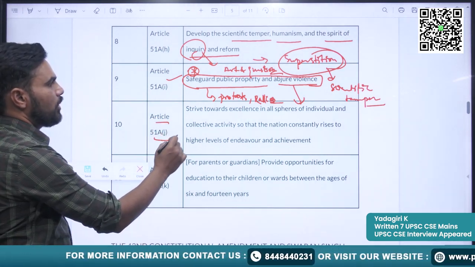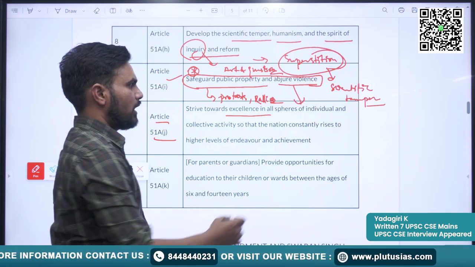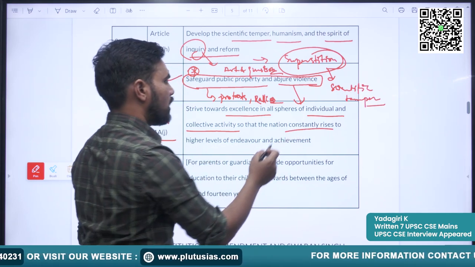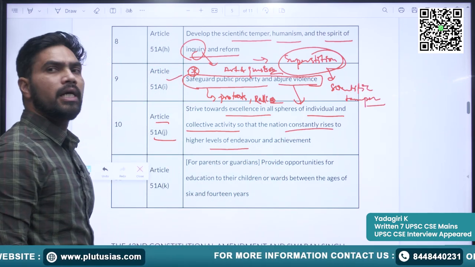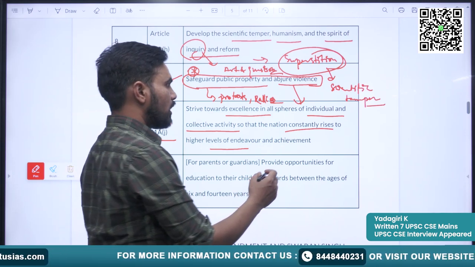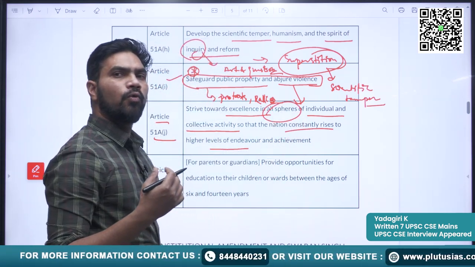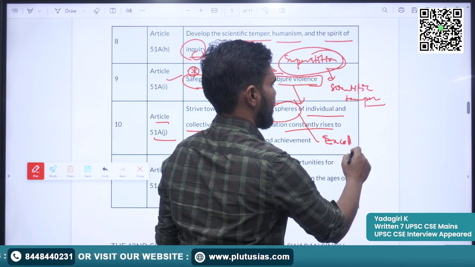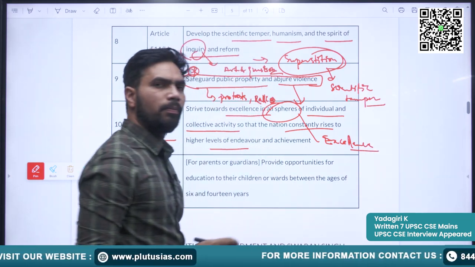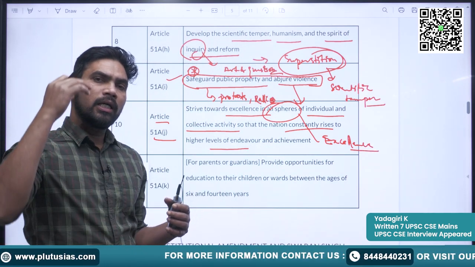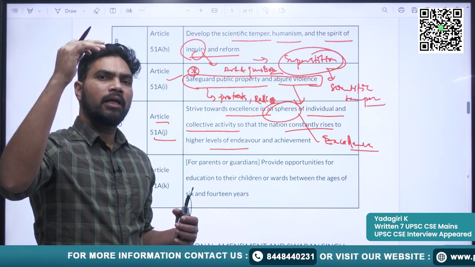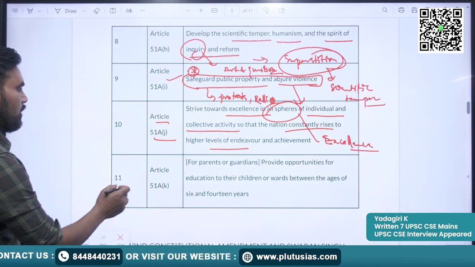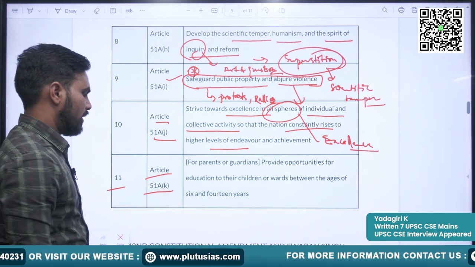The 10th duty is to strive towards excellence in all spheres of individual and collective activity so that the nation constantly rises to higher levels of endeavor and achievement. It is basically asking citizens to look for excellence. The people or citizens should strive for achieving the highest goals, to reach the pinnacle of whatever they are doing.